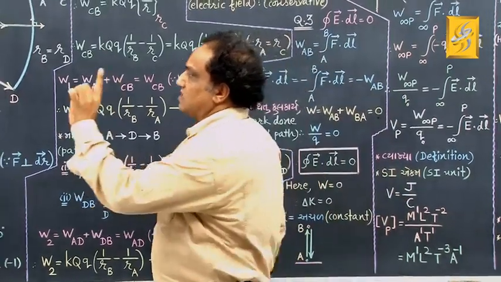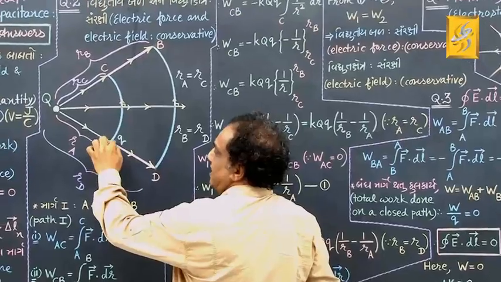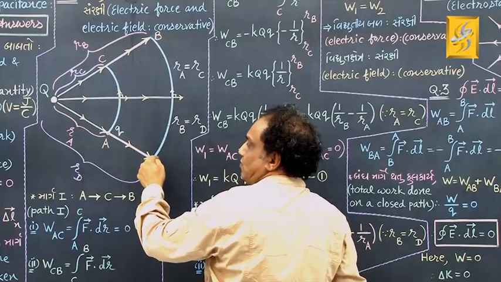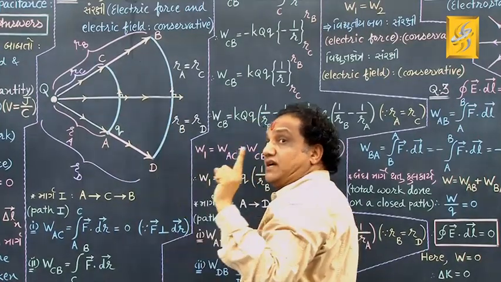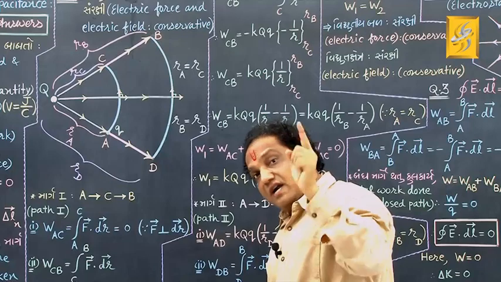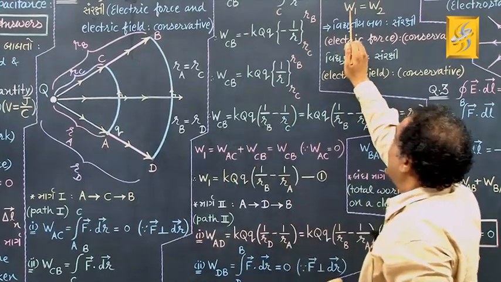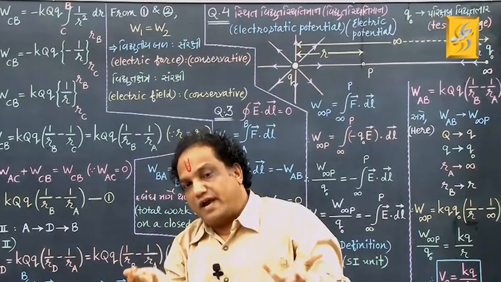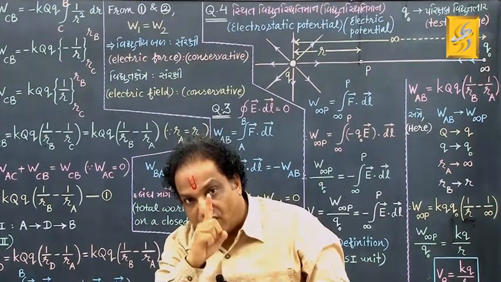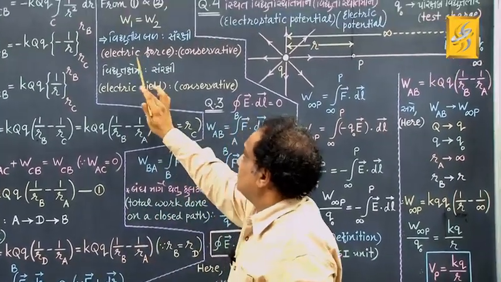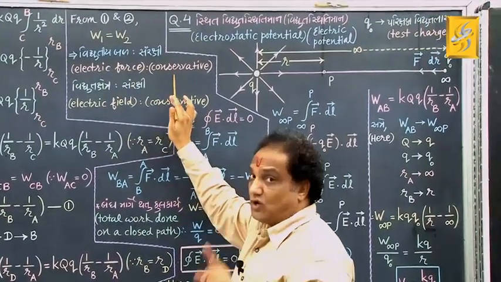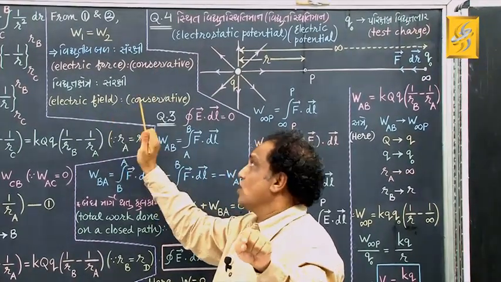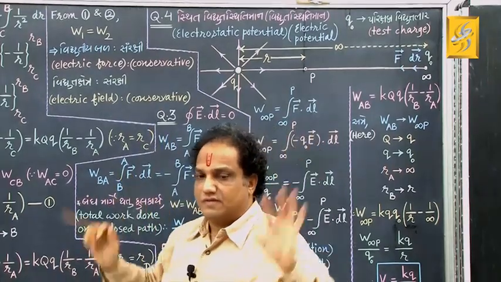Because in the first case, it was the path A to C to B. In the second case, it was the path A to D to B. Both the paths are different. Though the paths are different, the amount of work done comes out to be the same. And hence, according to the definition, electric force is proved to be conservative, and hence the electric field is also proved to be a conservative force field.